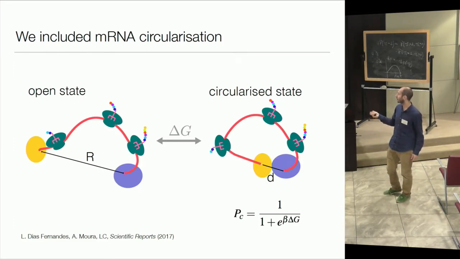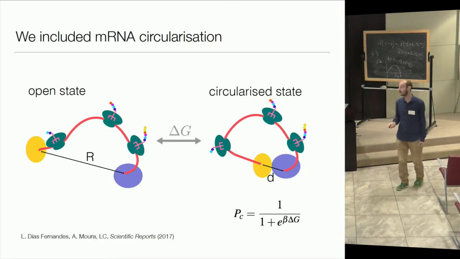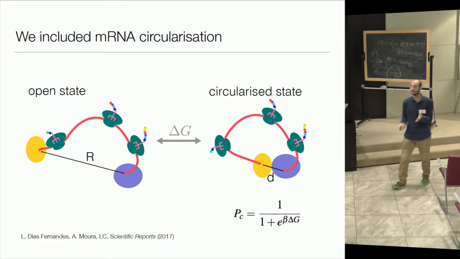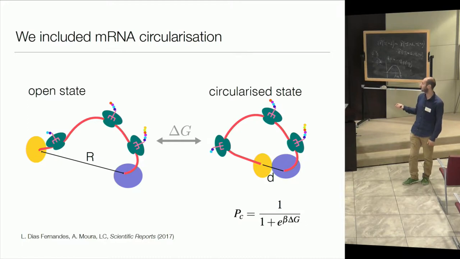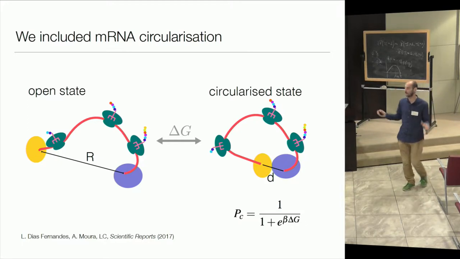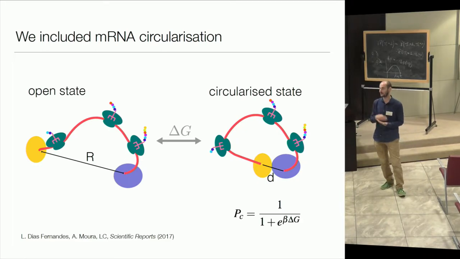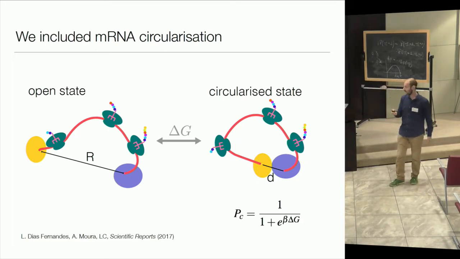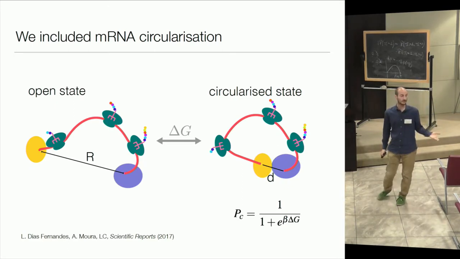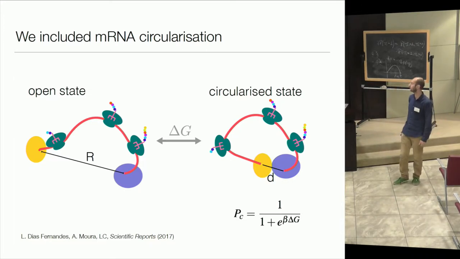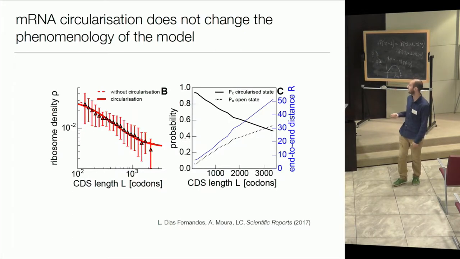If you just look at the open state, it's the same model that I showed before. If you look at the circularized state, it's the same model, but with a fixed end-to-end distance d. Then you can weight the two contributions with the probability of being circularized. So substantially, it's the same model as before, but with one more parameter. Of course, it's going to change the estimates of the other parameters that we did before, but it should fit the data as well, or maybe even better.